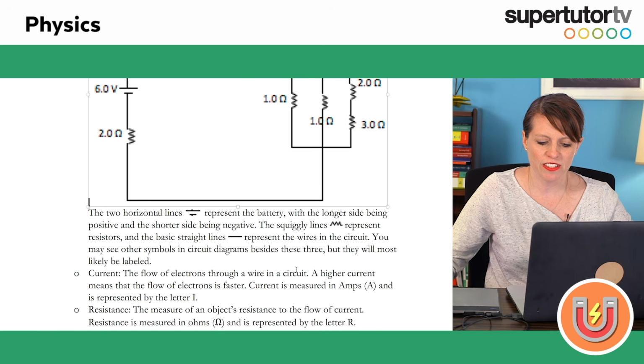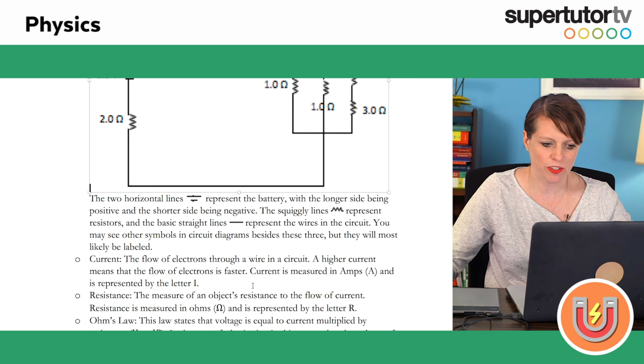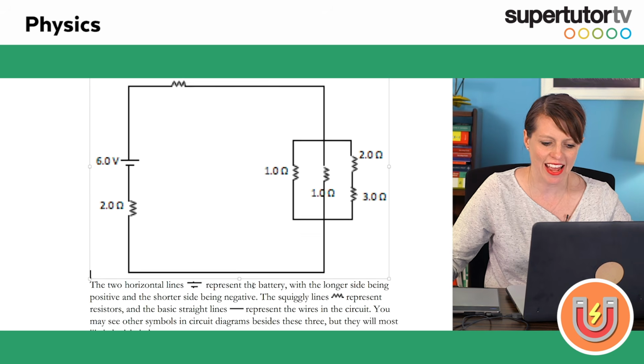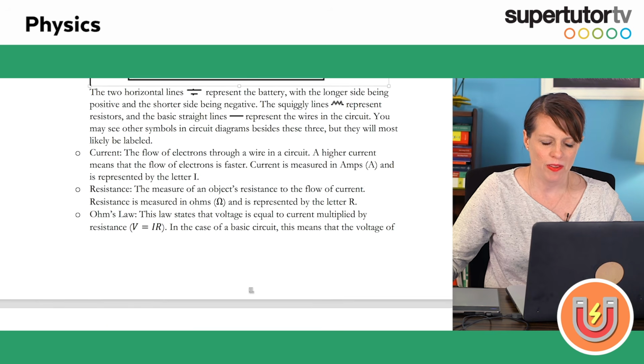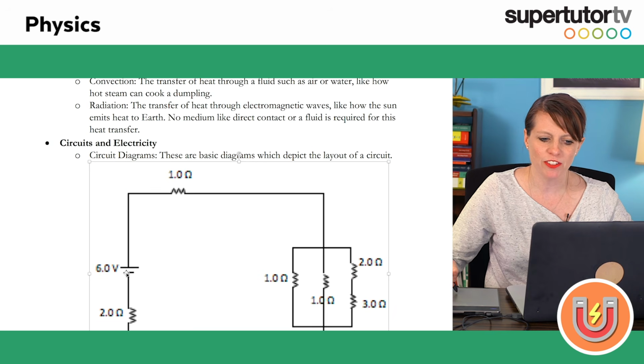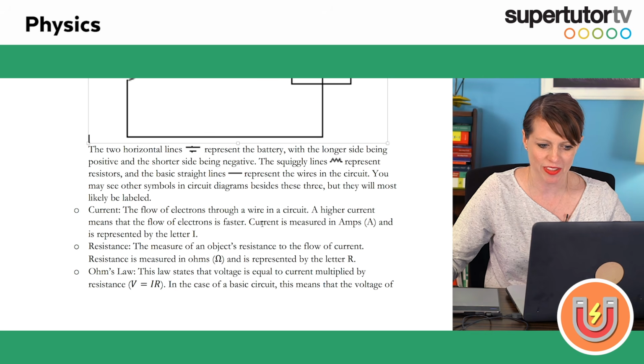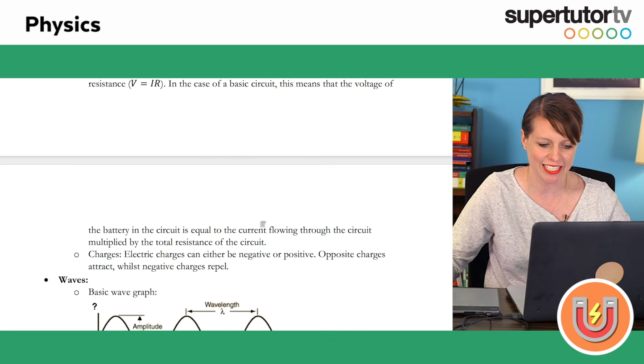Current is the flow of electrons in the wire in a circuit, and the higher current means that the flow of electrons is faster. Current is measured in amps and represented by the letter I, and all this stuff usually is in the experiments when you have to go through them. But if you just know that the double lines are always a battery and this is always a resistor, it's a good fun fact to know to make it easier for you to deal with these when they do come up, because they have come up on several ACTs.